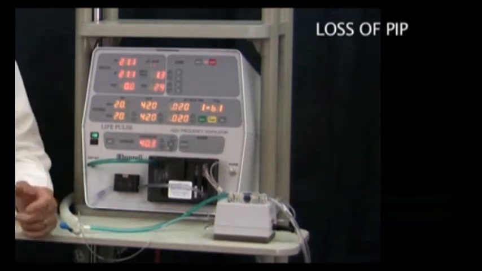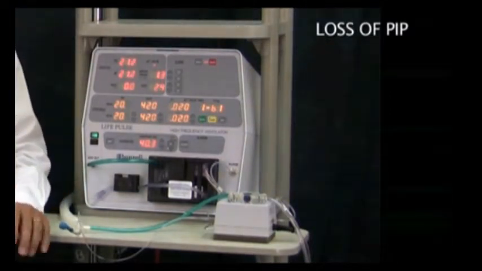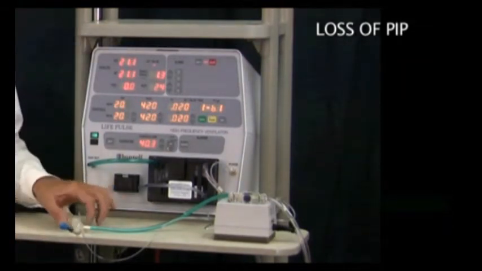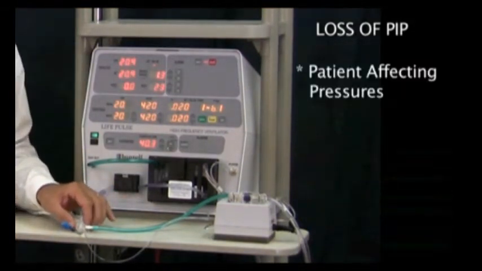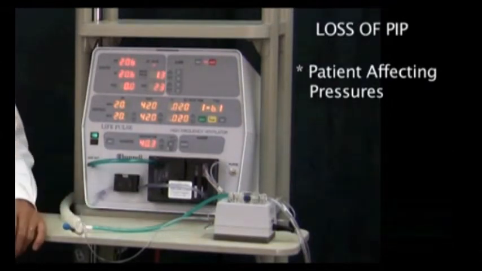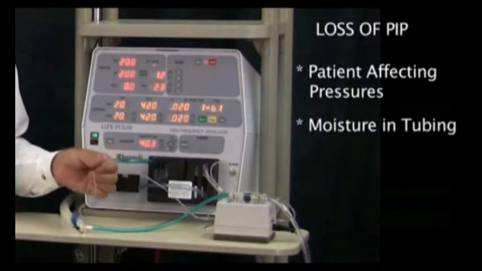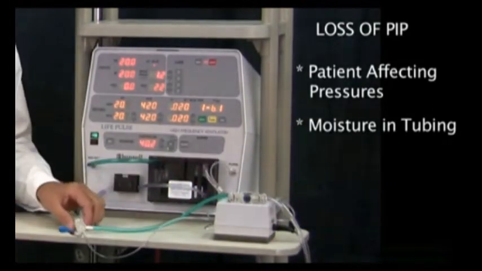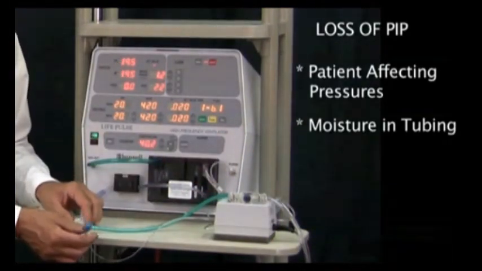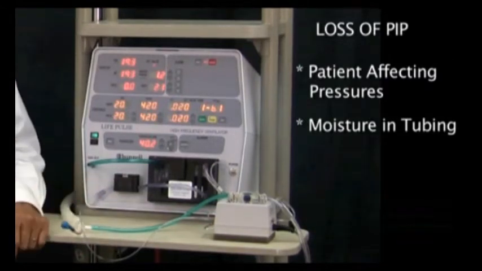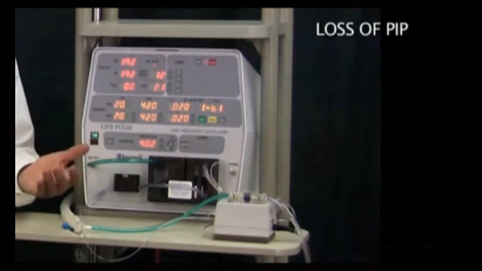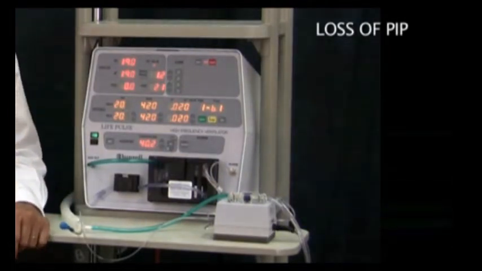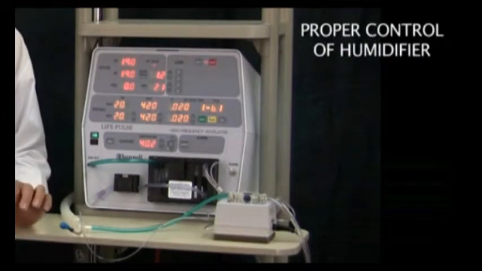The loss of PIP alarm is caused by a variety of things, mostly having to do with either the patient affecting the pressures because of the level of activity, or moisture in the jet circuit, which can come out of the jet circuit itself or out of the endotracheal tube. Those are by far the most common causes, and because of that, I'm going to take just a minute here as we discuss loss of PIP alarm to talk to you about proper control of the humidifier.